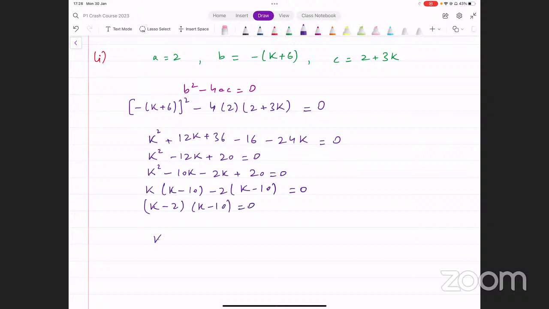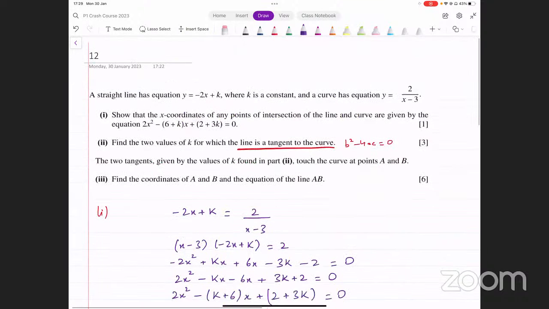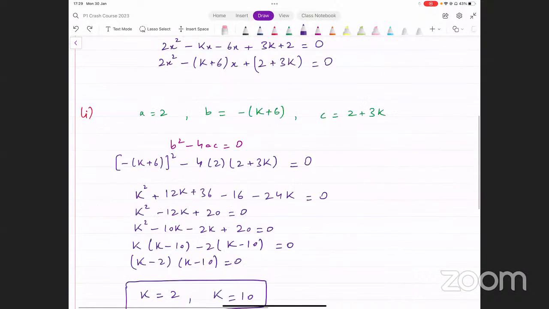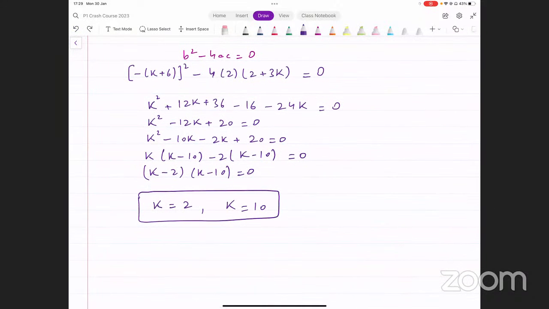And the values of k that you're getting from this are k equals 2 and k equals 10. These are the two values of k that we were looking for. And the question says find the two values of k, so these were the two values that we had to find. All right, so that is what we do here.